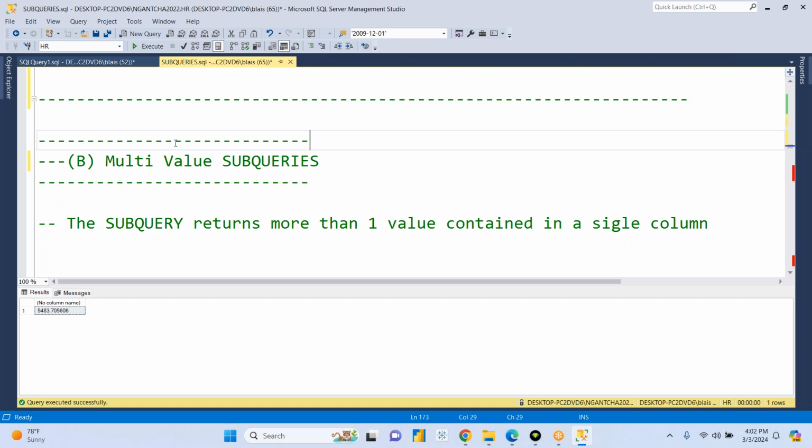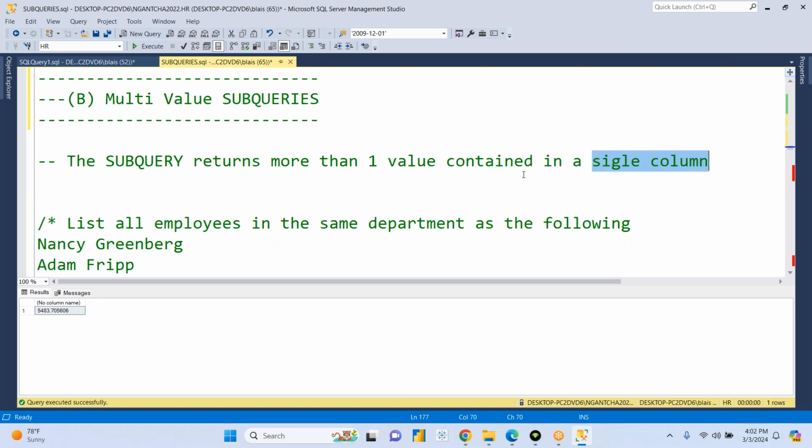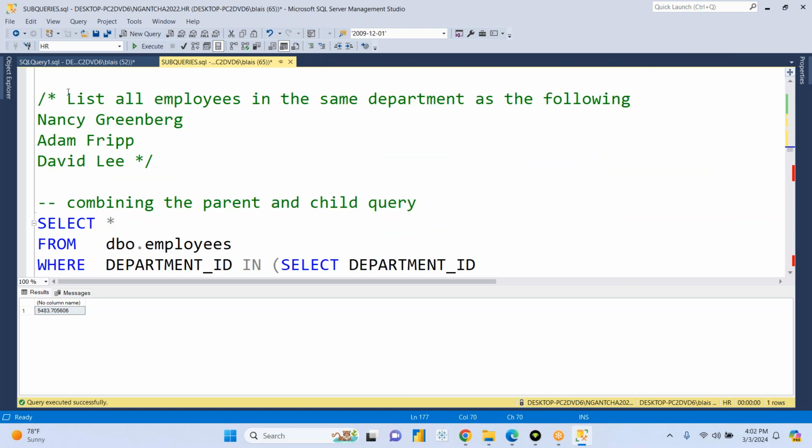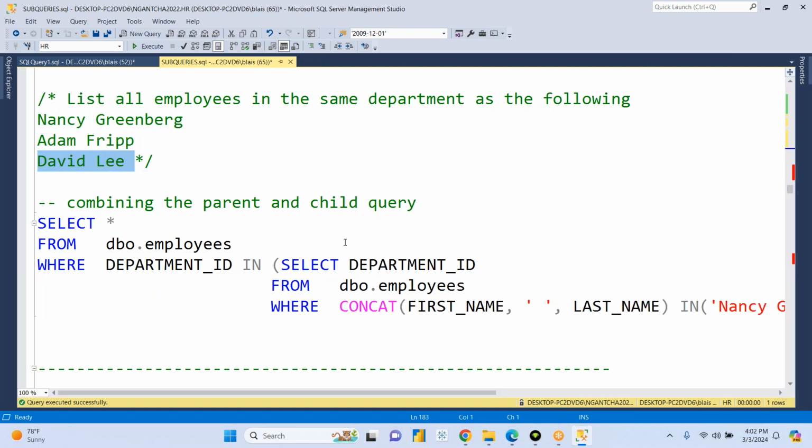So the second part, we're going to be looking at the multi-value subqueries. So from the name, these are subqueries that will return multiple values, and you have to remember they should be in a single column, right? So let's take an example. List all employees in the same department as the following. Last time we focused only on Nancy. This time around, I'm going to add this and this. So it's the same logic, but then what changes is this.